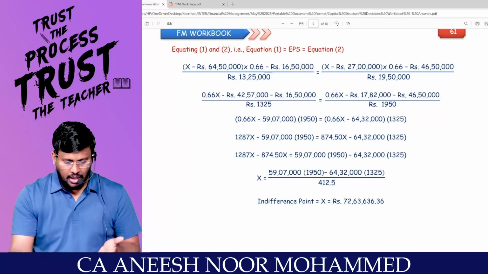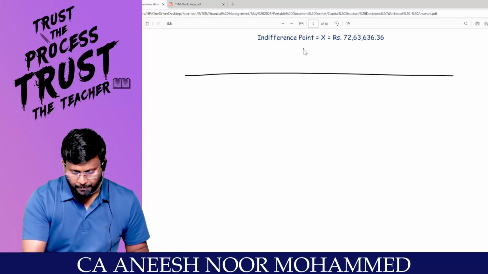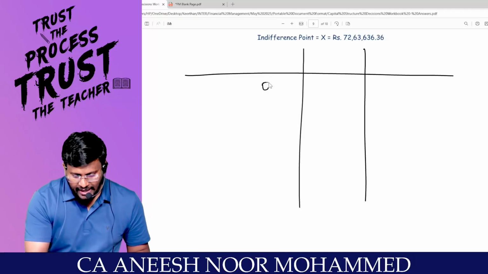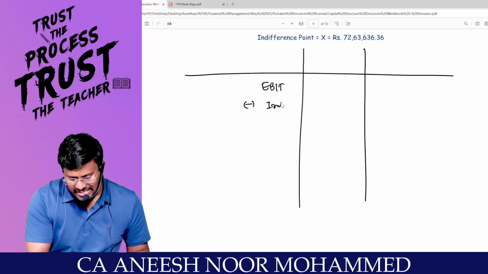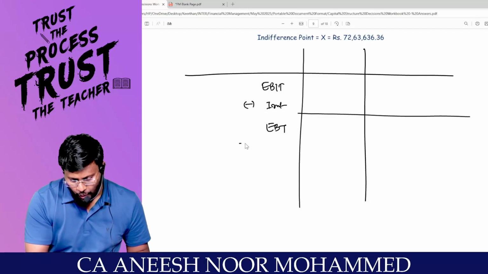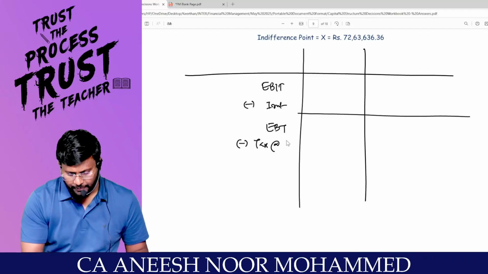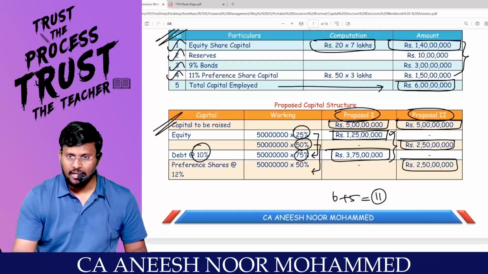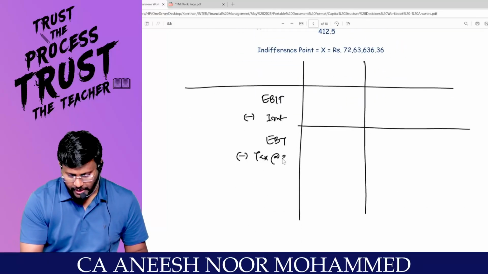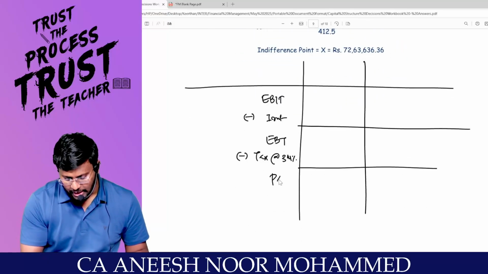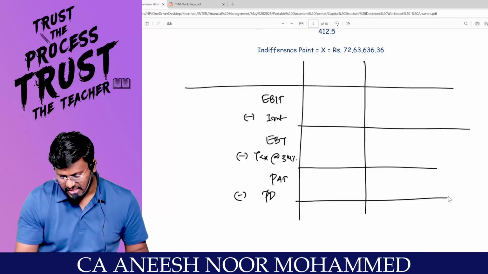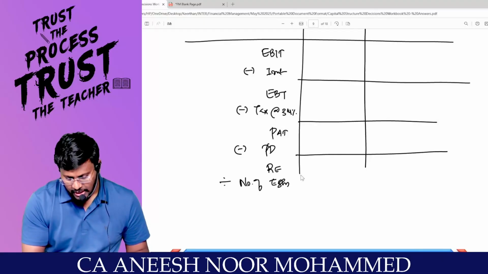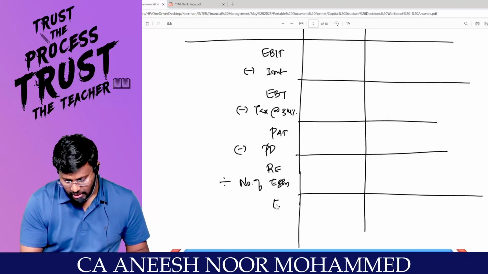This I will not solve. I will be doing the table approach. How many options? 2 options. Only 2 options, so 1 indifference point. I have to write EBIT minus interest. I will be getting earnings before tax, less tax at the rate of 34%. Are you really with me? Yes, sir. You will be getting PAT, profit after tax, less preference dividend. You will be getting residual earnings divided by number of equity shares. You will be getting the EPS, earnings per share.